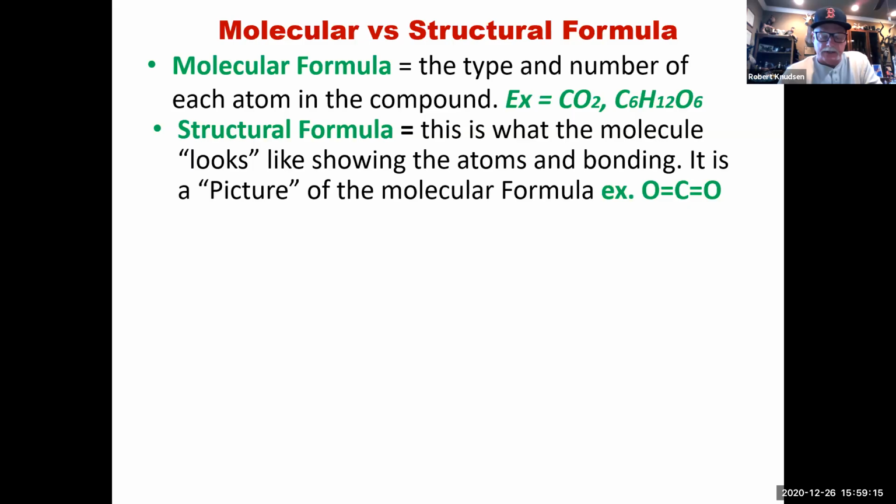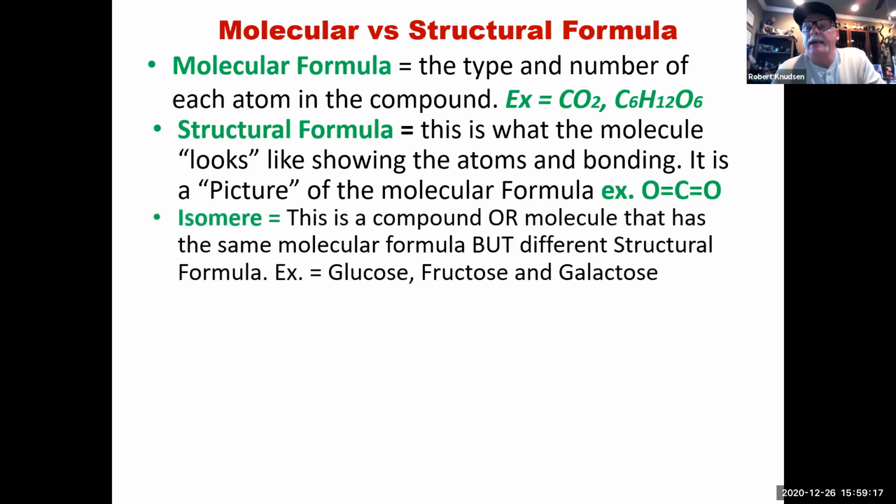I have another one with C6H12O6. An isomer. Now we talked about this when I did the outline. An isomer is a compound or a molecule that has the same molecular formula but a different structural formula. So here's an example. C6H12O6, that's glucose, everybody tells you that. But it's also fructose. Fructose is C6H12O6 also. Well, why do they have a different name? Because they have a different structural formula.